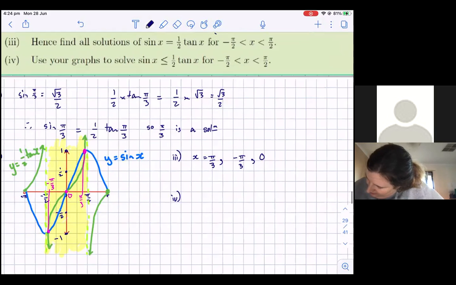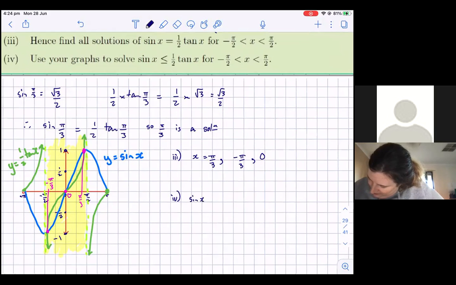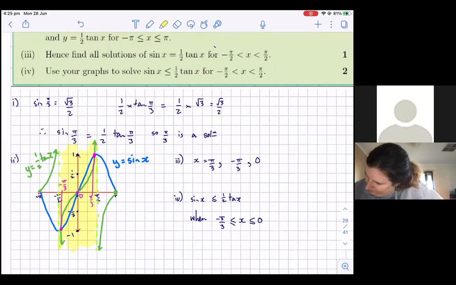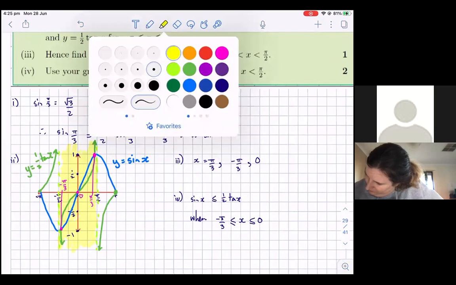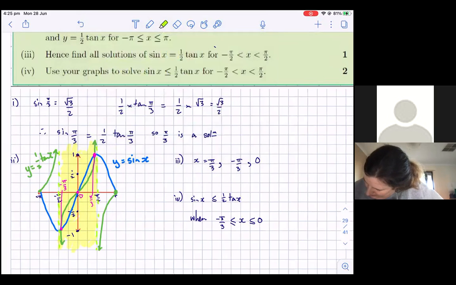So I think sine x is less than or equal to half tan x when the blue is below the green. So when we're between negative pi on 3 and 0. So that's this region in here.